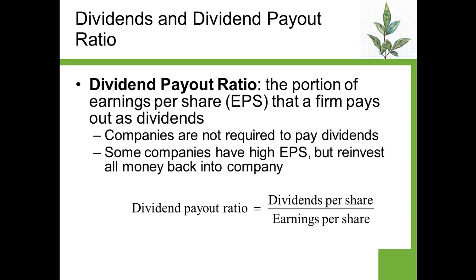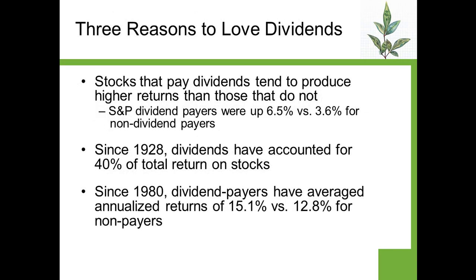So how do we calculate the dividend payout ratio? Dividends per share divided by earnings per share. So it will show the dividend payout ratio. Clear? Three reasons to love dividends. Most people love dividends for three reasons. First, stocks that pay dividends tend to produce higher returns than those that do not pay.